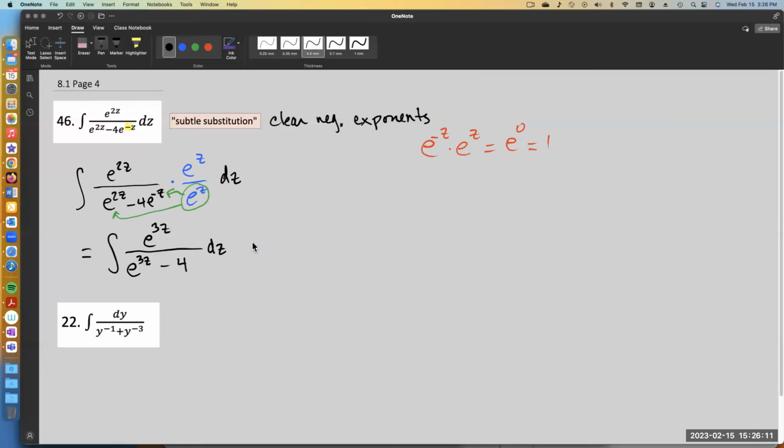All right, so now when we look at this, this is almost in what form? U sub. Log form? We could definitely use u sub, but more precisely, it's almost in log form. What is the derivative of e to the 3z minus 4? E to the 3z times 3. And that's almost the numerator, right?